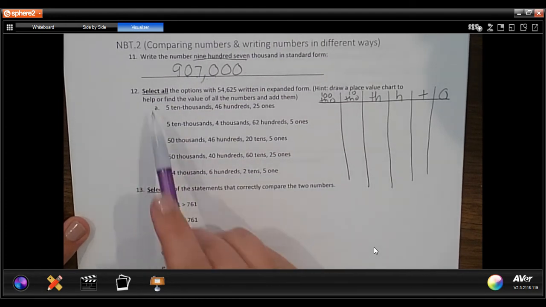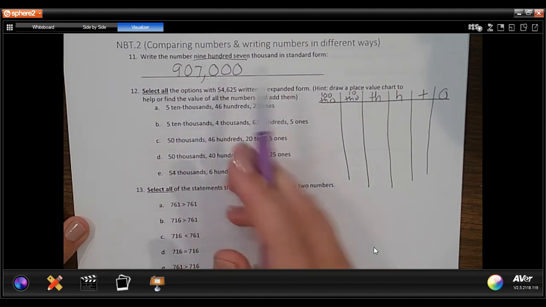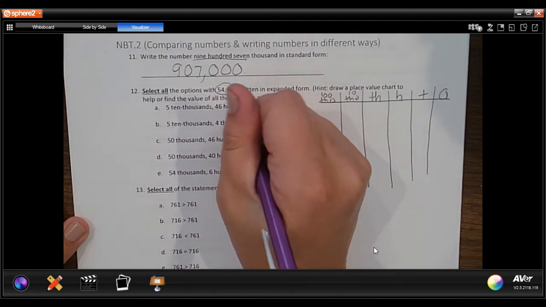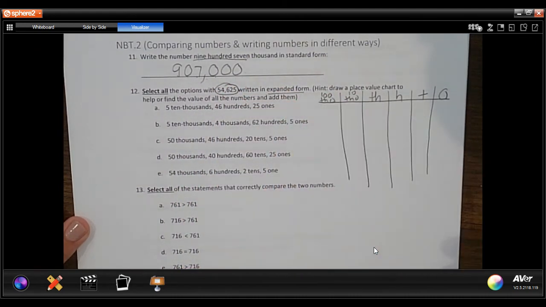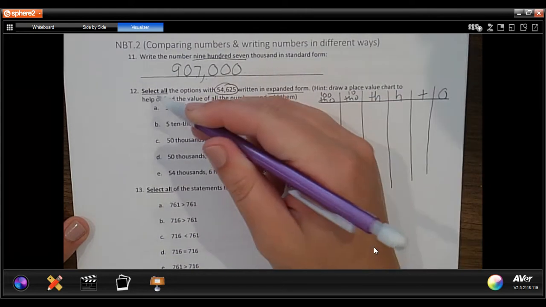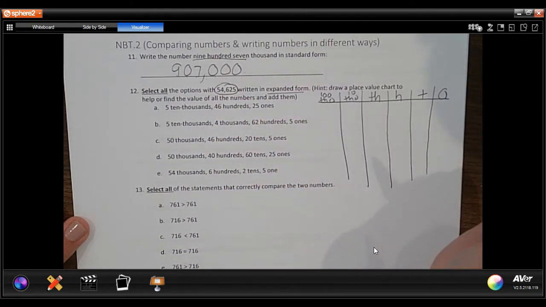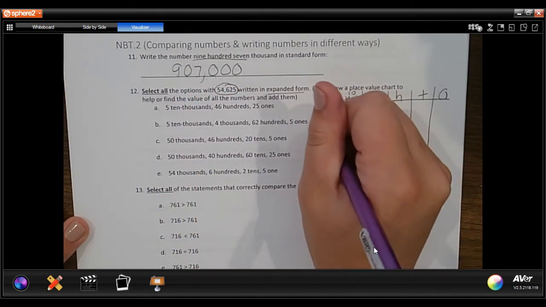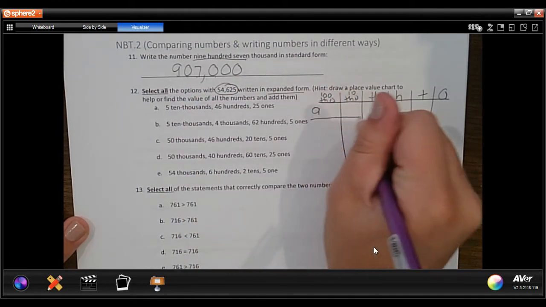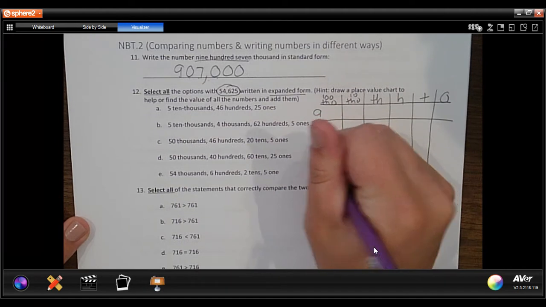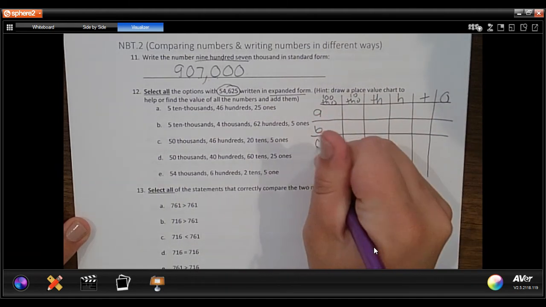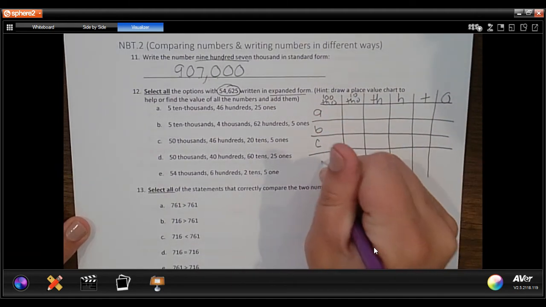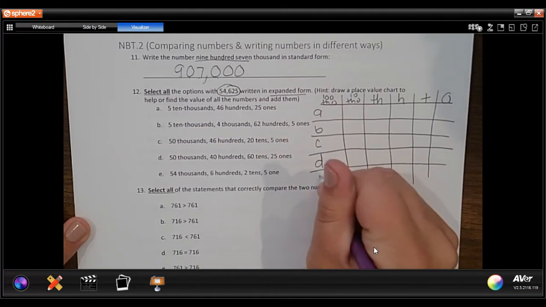So our question says, select all of the options with 54,625 written in expanded form. Hint, draw a place value chart or find the value of all numbers and add them. So I'm going to show you both. The first one I'm going to do with my place value chart. I'm going to keep my work nice and neat and divide it up in A, B, C, D, and E.